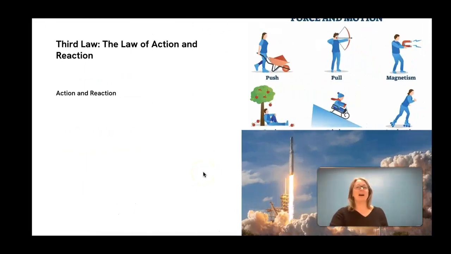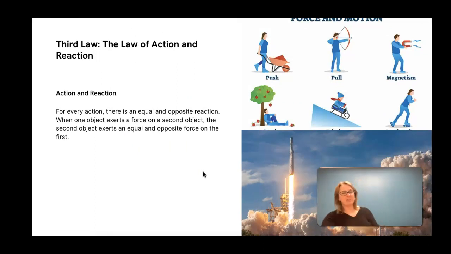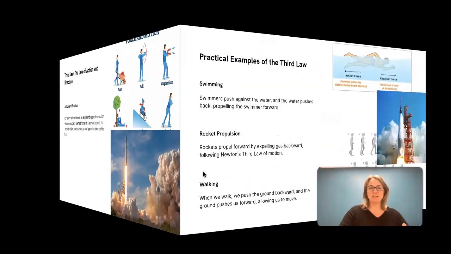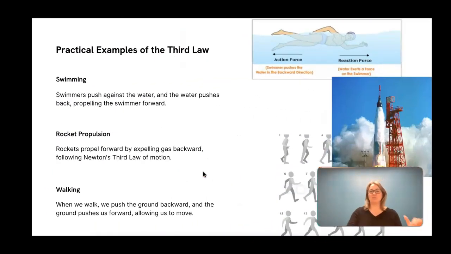The third law, the law of action and reaction. So for every action, there's an equal and opposite reaction. So if one object is exerting a force on a second object, that object's going to exert a force back on that first object. Again, you're going to be doing a lot with this and getting some good examples of this, but here's how we might see it in real life. So if you're trying to swim and you're pushing against the water, and the water pushes back, and that's what propels the swimmer forward. Rocket propulsion. Rockets propel forward. They go up by expelling gas backwards, so the equal and opposite reaction.